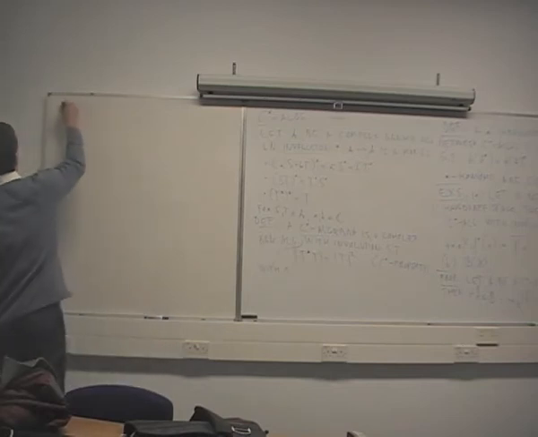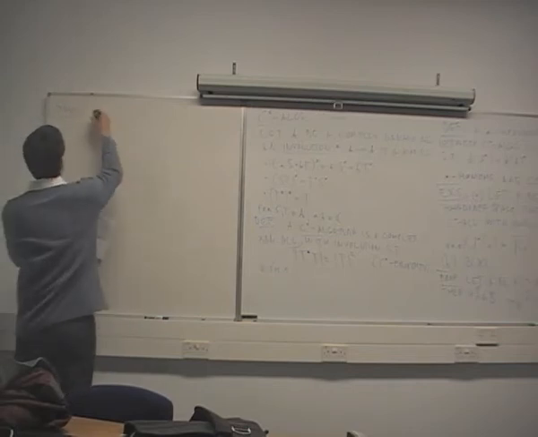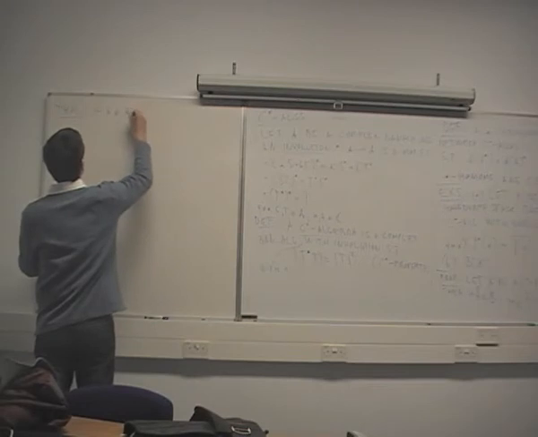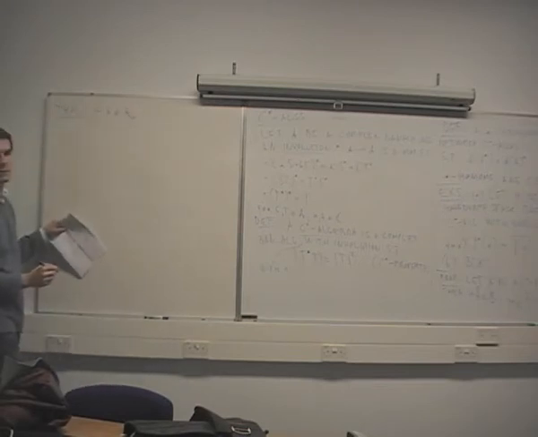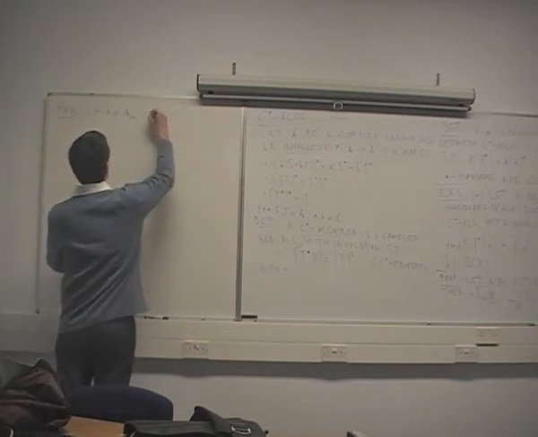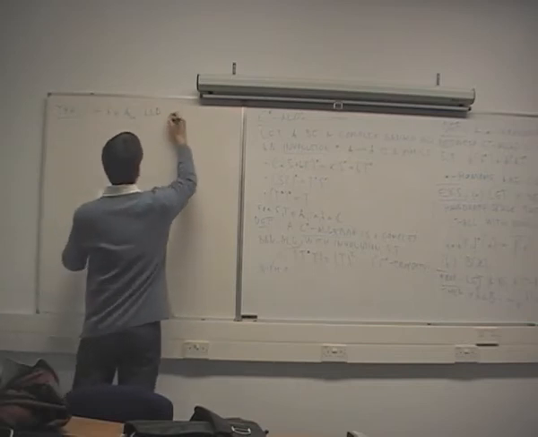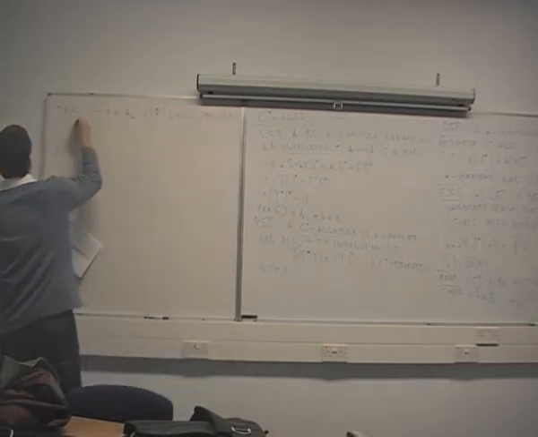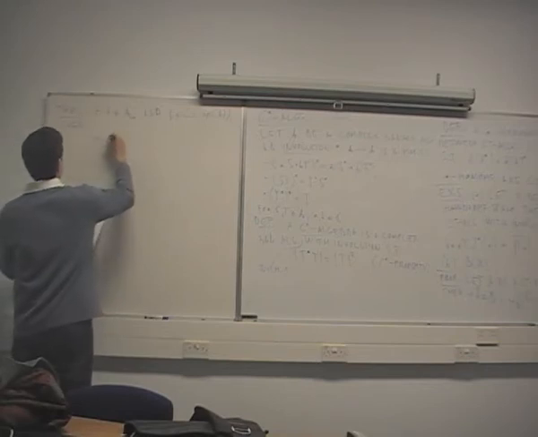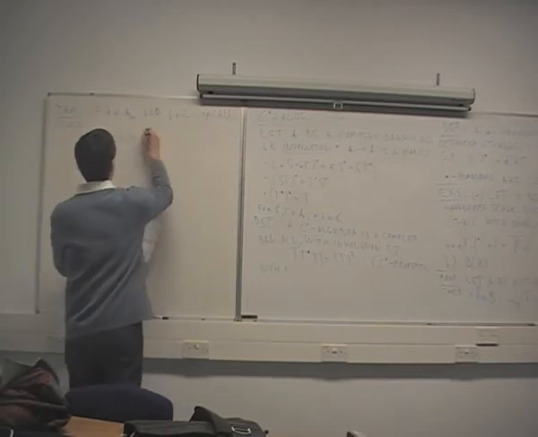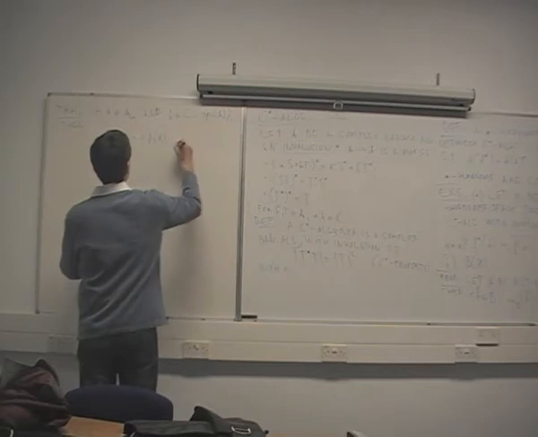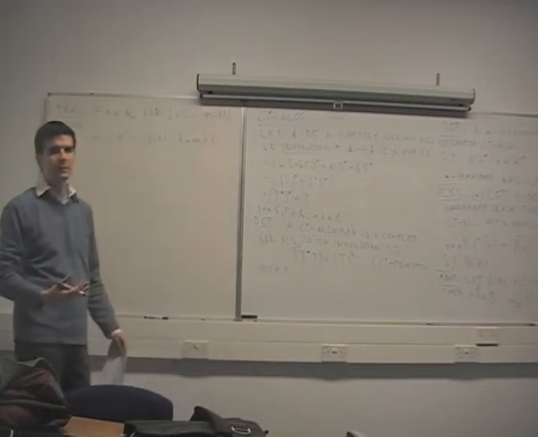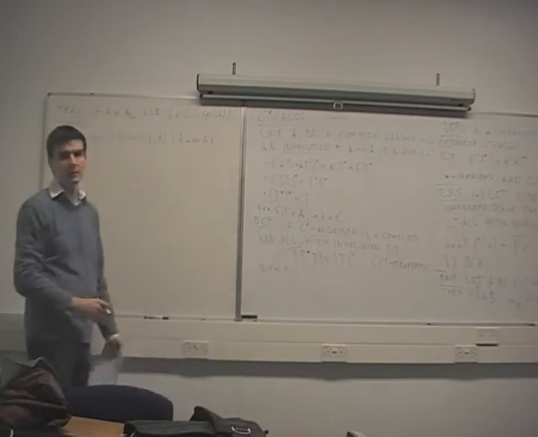So this is actually a theorem. A is in this C-star algebra, and I assume that A is self-adjoint, and moreover we have f is a continuous function on the spectrum of A, then the spectrum of f of A is equal to f of t such that t is in the spectrum of A. So that's simple enough. Just apply the function to the elements in the spectrum of A and you get the spectrum of f of A.